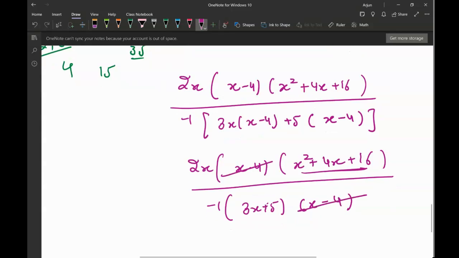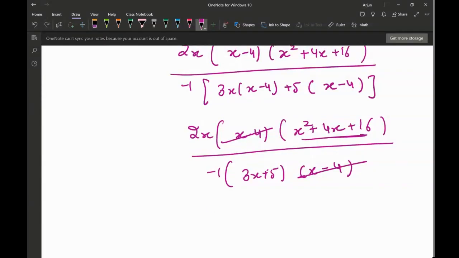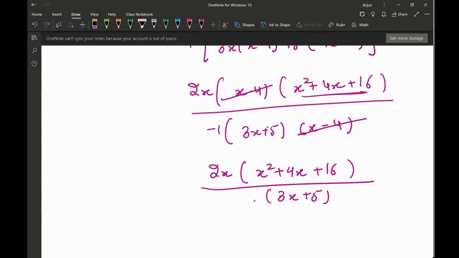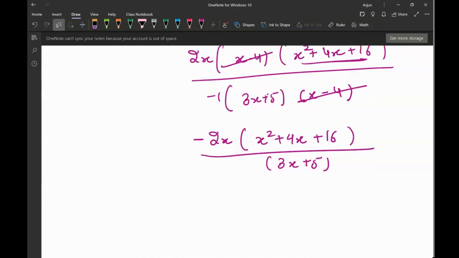Of course I can cancel something out of it, and the leftover numbers will be 2x and x square minus x square plus 4x plus 16, and on the bottom negative 1, 3x plus 5. This negative you can move to the top also. You can move this negative 1 here. Now this will be my final answer.